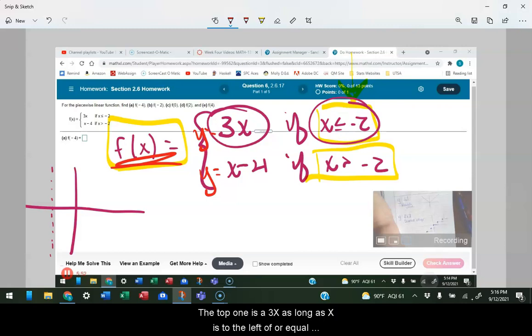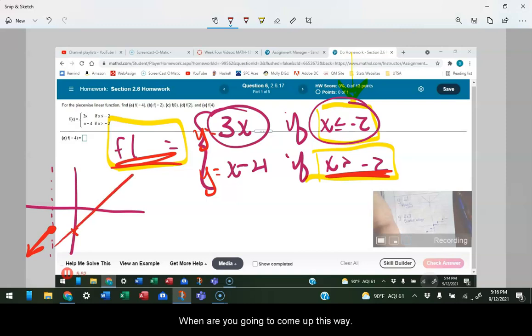So the top one is 3x as long as x is to the left of or equal to negative 2. So 3x would look like this, okay? Your y-intercept is 0, but it has a slope of positive 3. Well, it can only look like that to the left of negative 2, so I'm going to erase it to the right of negative 2. And then it'll have a filled in circle there. Okay? What does it look like to the right of negative 2? It looks like x minus 4. So it would cross the y-axis at negative 4, and then it's going to come up this way. Okay, and it would have an open circle right here.